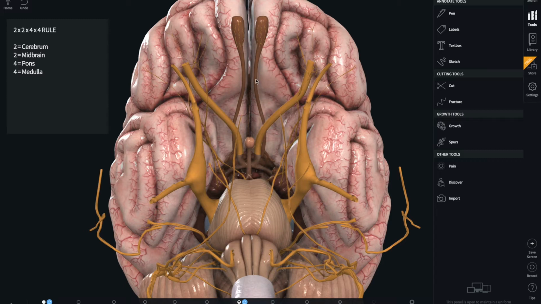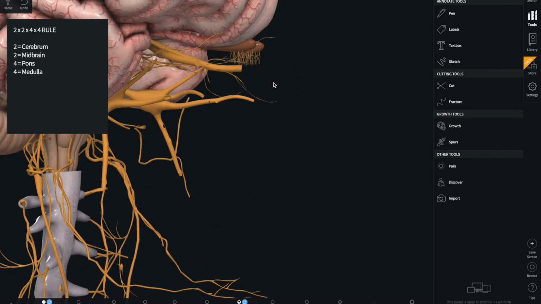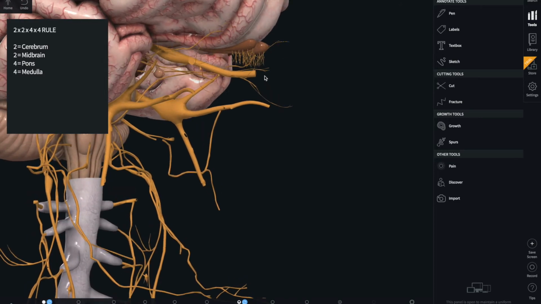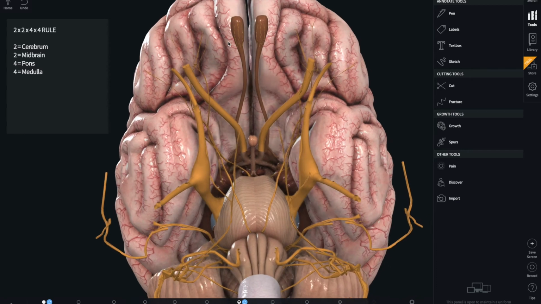So this is our olfactory tract. This runs up and forms this olfactory bulb. And these small yellow fibers hanging from it are actually the olfactory nerves by themselves. There's about 15 to 20 of those nerves, and as a collective we refer to them as the olfactory nerve.